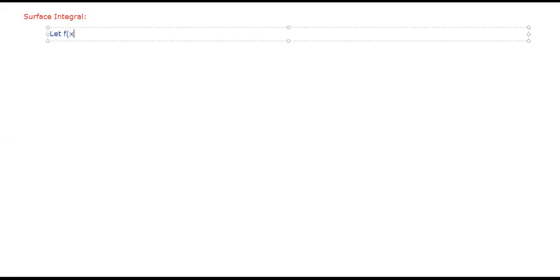Let f of x y z be a scalar function defined on a two-sided piecewise smooth surface.